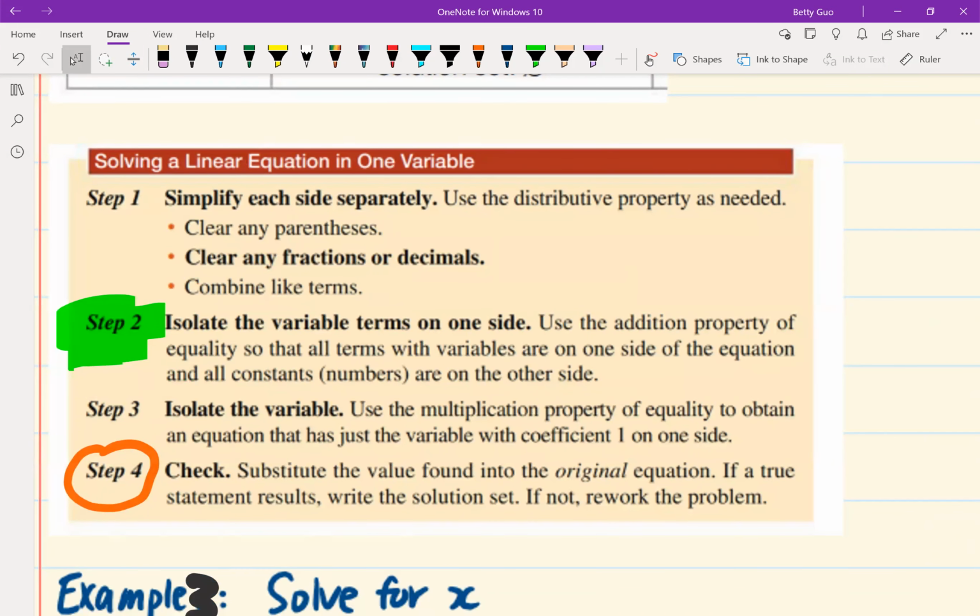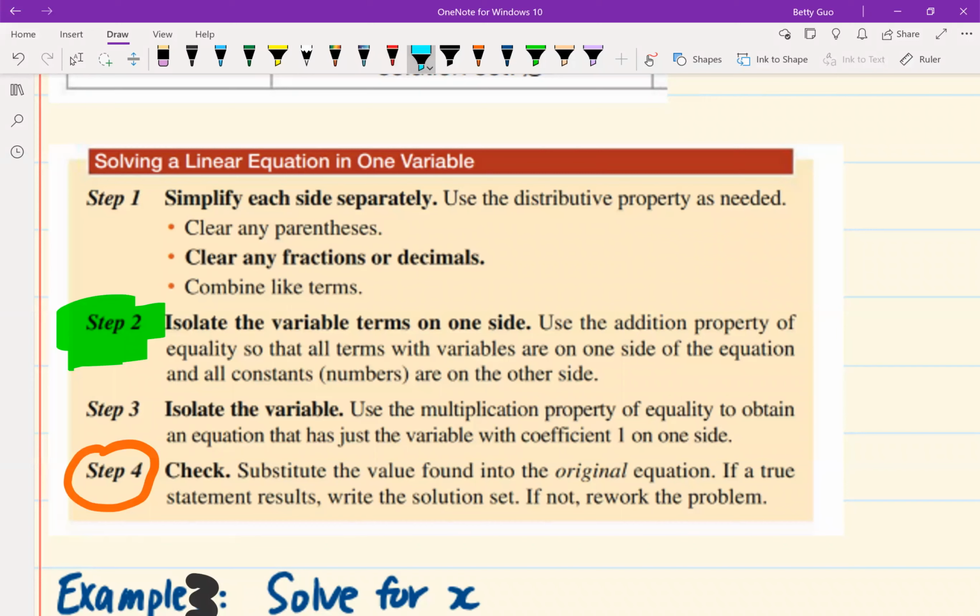We had this guideline yesterday, right? But it's different. Yeah, this one has a fraction or decimal. Solving a linear equation in one variable. Step 1, simplify each side separately. Use the distributive property as needed. Clear any parentheses, clear any fractions or decimals.